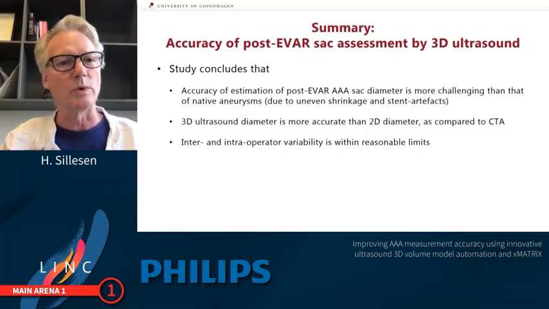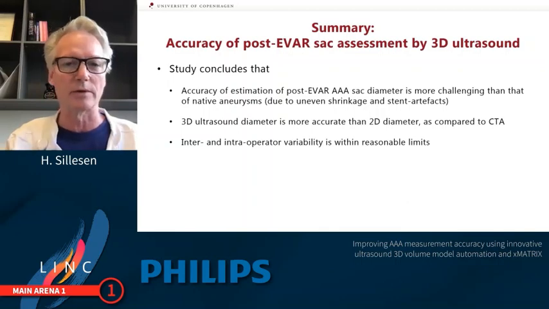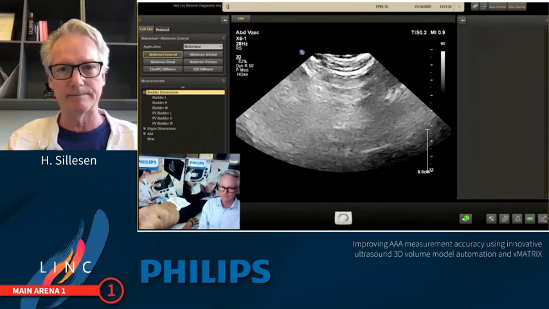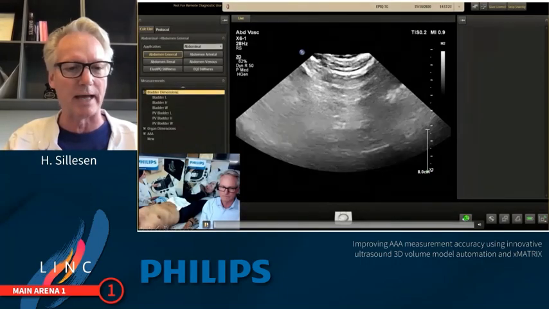So we can say that accuracy of estimation of post-EVAR AAA sac diameter is more challenging than that of native aneurysms, but 3D ultrasound is more accurate than 2D, and the intra-operator variability is within reasonable limits. Now, recently, all of this work has come on the scanner as an app. So let me show how it works live.